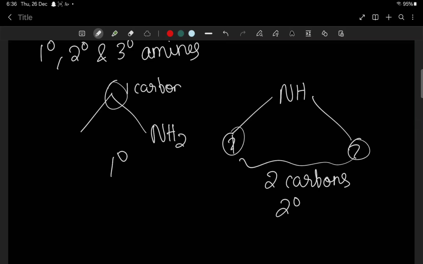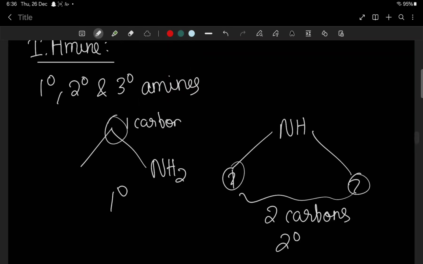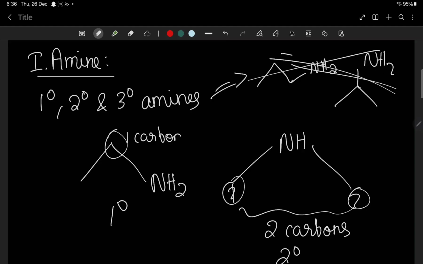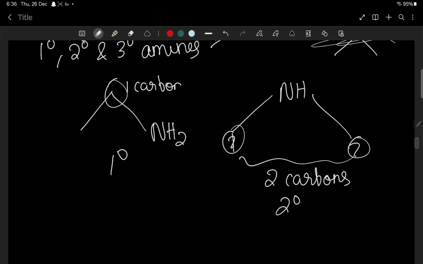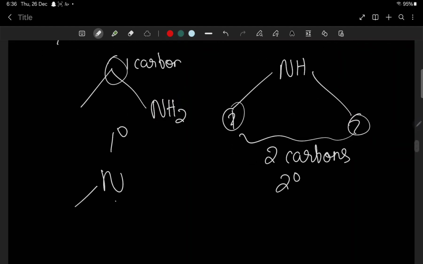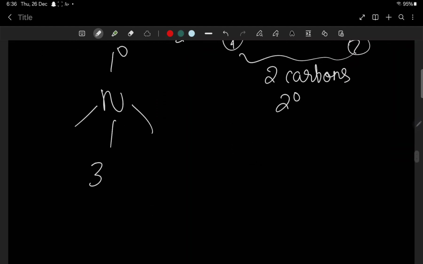Amines are classified on the basis of not which carbon they are attached to. Many people get confused here, thinking that if it is attached to a primary carbon, then it is primary, and if it is attached to a secondary carbon, then it is secondary. That is wrong. It is like this: if N is attached to two carbons, then it is secondary. If it is attached to three carbons, then it is tertiary. This is the thing you should understand. Okay, that's the basics of this chapter.